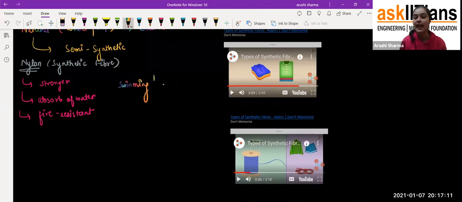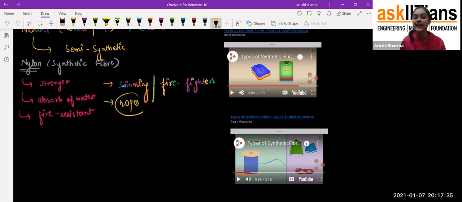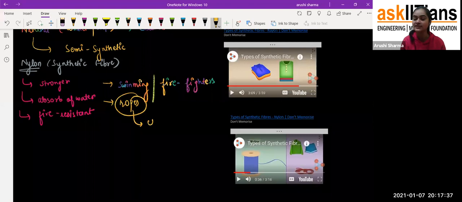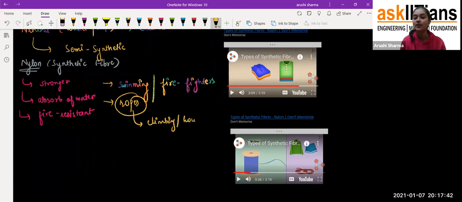And the firefighters' clothes, the people who go from the fire station, they wear clothes which have a layer of nylon, so that they can protect themselves from the fire. That is how nylon is used in the formation of ropes. We have discussed it several times till now, and I hope you have learned this point, that ropes can be used in our houses, and even for rock climbing. So that's how this synthetic fiber has been used.